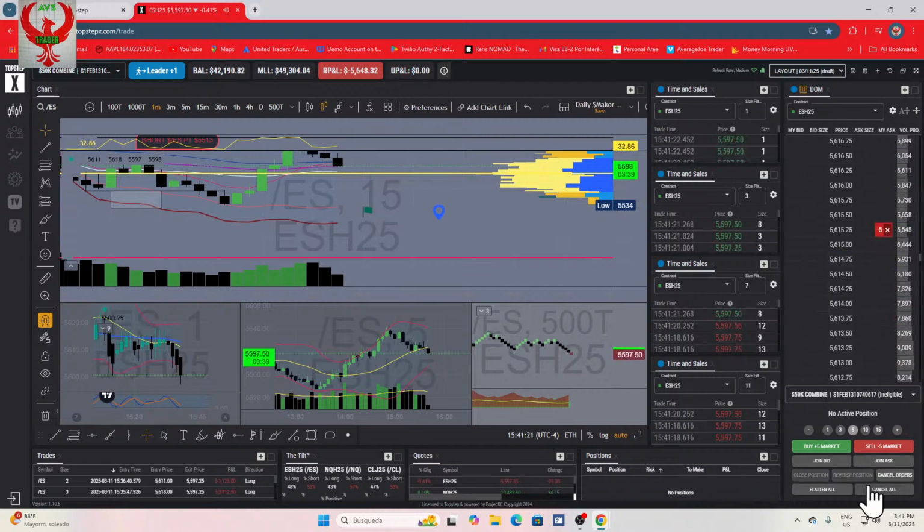Order filled. 5600s. 5600, there it is. 55.97 now. The middle is 55.92. Nothing on the tilt right now. The buyers want to defend these 5600s.